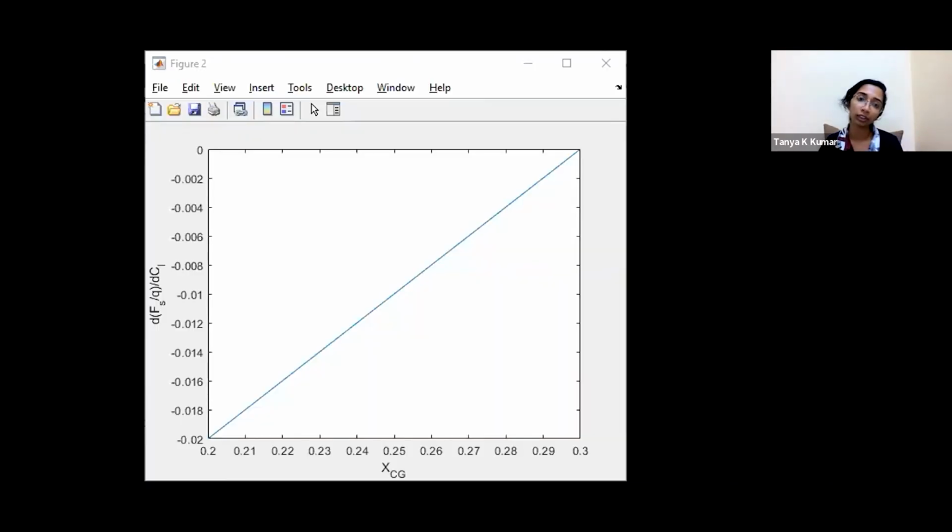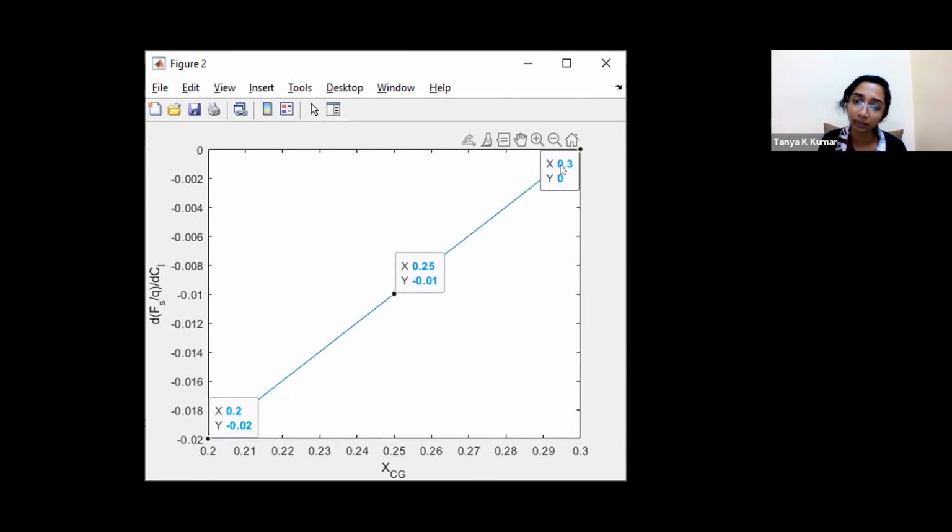This is the graph of the slope, that is dFs by q by dCL versus xCG. We can see here that at 0.2, your value is minus 0.02, right? Then at 0.25, your value is minus 0.01, and at 0.3, your value is 0. So where your y value, that is dFs by q by dCL, becomes 0, the x value, the CG location at that point, is your stick-free neutral point.